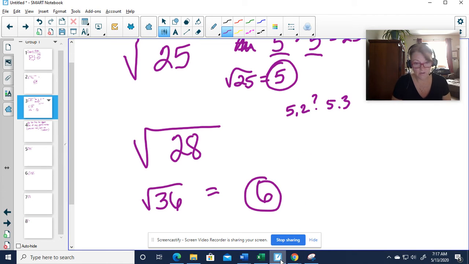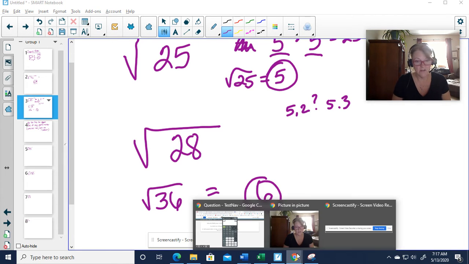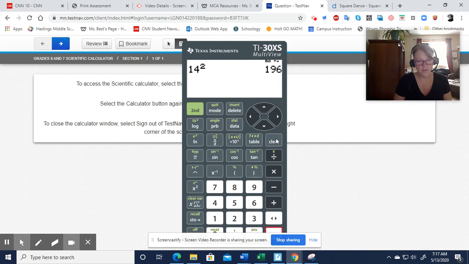Well, if we started grabbing our calculator just to explore for a second, 5.2. So let's say 5 and 2 tenths. Oops, that's subtract. I can't see. Can't get that guy to move. So where is it on here? Oh, it's below the 2. Yeah, 5.2. There we go. 5.2 squared. It should be more than 25 because 5 times 5 is 25. 27.04. I'm trying to find the square root of 28. It's got to be bigger than that.